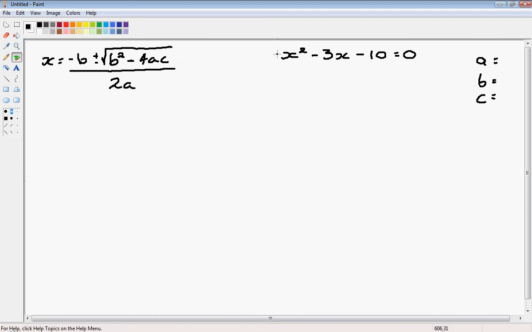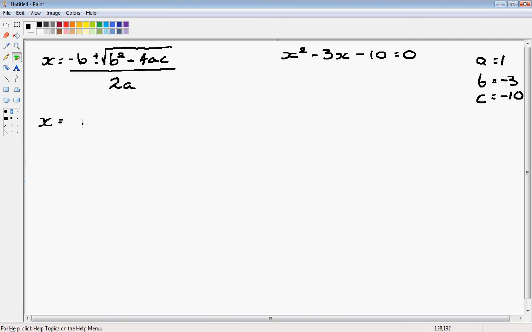Now A is the number of x squares we have, so we only have 1, so we can put in 1. Now B is the number of x's we have. Now you'll see here minus 3, so we have minus 3. And our C value, this is the constant, is minus 10. Okay, now because we have negative numbers, this doesn't mean we panic. It just means that you bear this in mind when you're substituting in. Okay, so we now rewrite the equation.